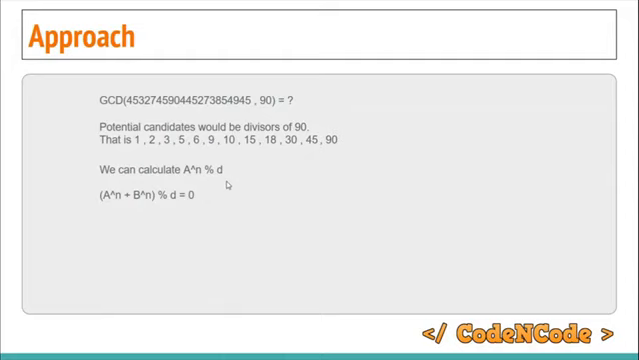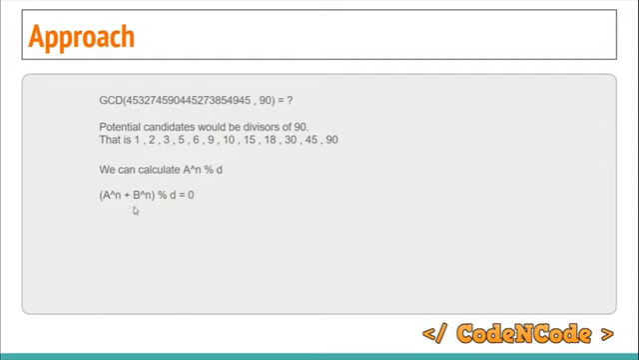Now what we are going to do is, for each divisor, we would run a loop from the first to the last potential divisor, and then we would calculate a raised to power n plus b raised to power n modulo d. If a raised to power n plus b raised to power n modulo d comes out to be 0, which means a raised to power n plus b raised to power n is divisible by this divisor, then we would find the maximum such divisor which leaves 0 remainder when calculated for this expression.